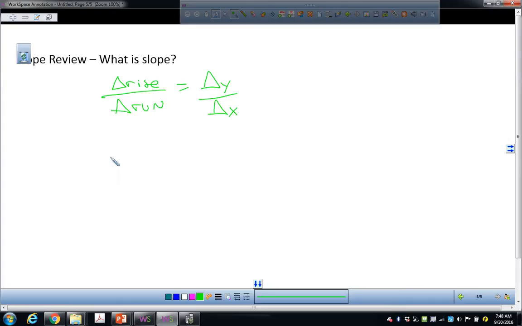Anyone know a formula for slope? Well, that m, y equals mx plus b? You guys know that already. Do you guys know why they use the letter m? What else has slope?